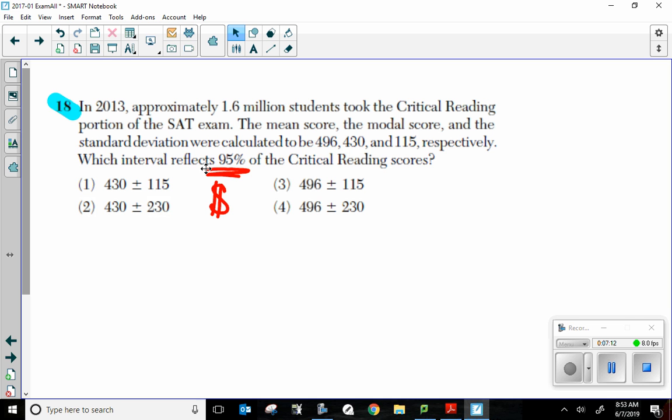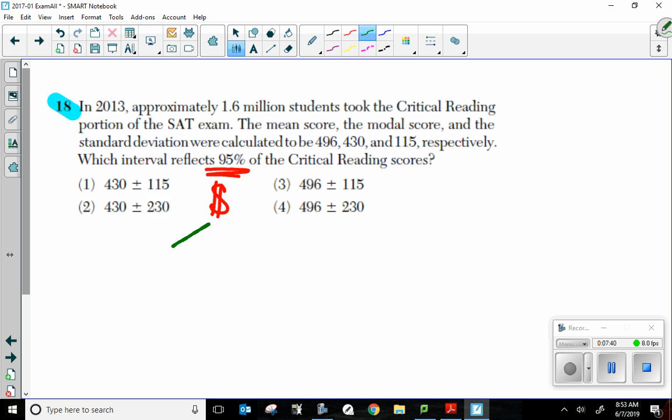Let's read the problem. In 2013, approximately 1.6 million students took the critical reading portion of the SAT exam. The mean score, the modal score, and the standard deviation were calculated to be 496, 430, and 115 respectively. Which interval reflects the 95% of the critical reading scores? That 95% is a moneymaker.